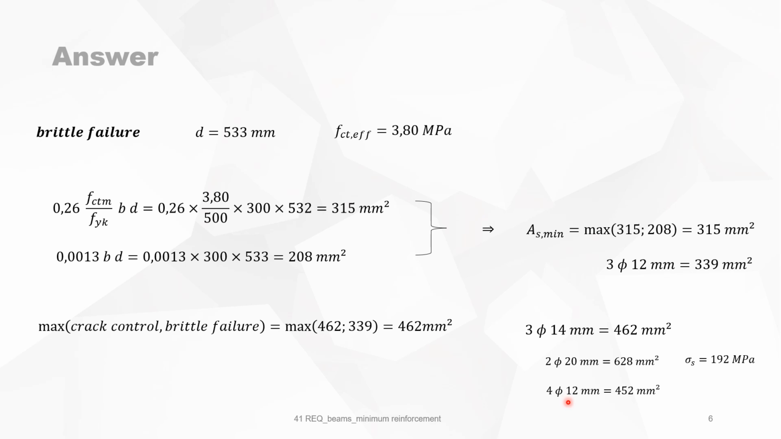Suppose that we started with diameter 12. Then we redo the calculation. We find 4 diameters 12 or 450 square millimeters. And the maximum steel stress is then 260 megapascal. You see that 4 diameters 12 is slightly better than 3 diameters 14. Just to demonstrate that when you don't know the diameter, you have to redo your calculation when you are not satisfied with your answer.